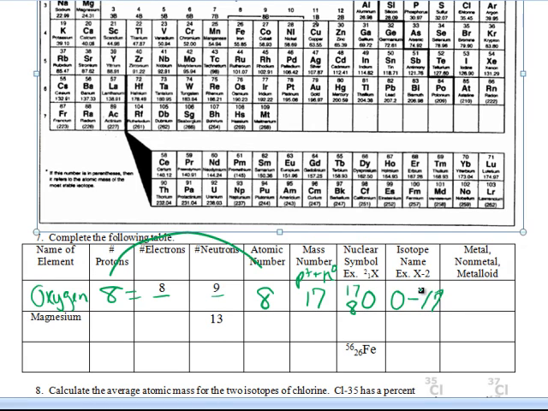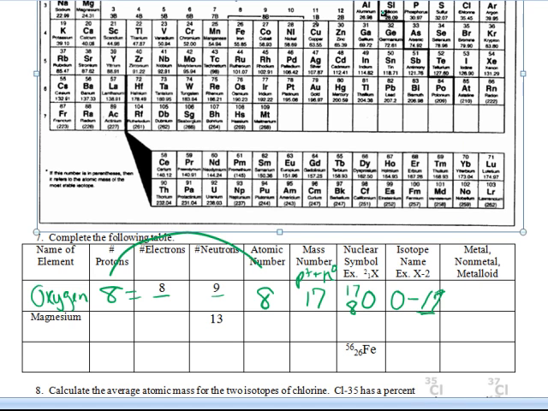If you just put oxygen 8, that would be very redundant, because everybody knows that oxygen is atomic number 8. What people don't know is which specific isotope you're talking about, so that's the information you need to put when you write the isotope name, the mass number. All right, is it a metal, nonmetal, or metalloid?